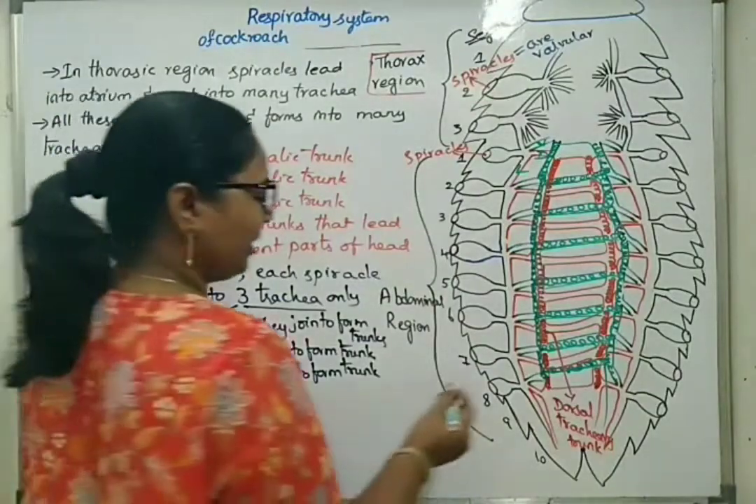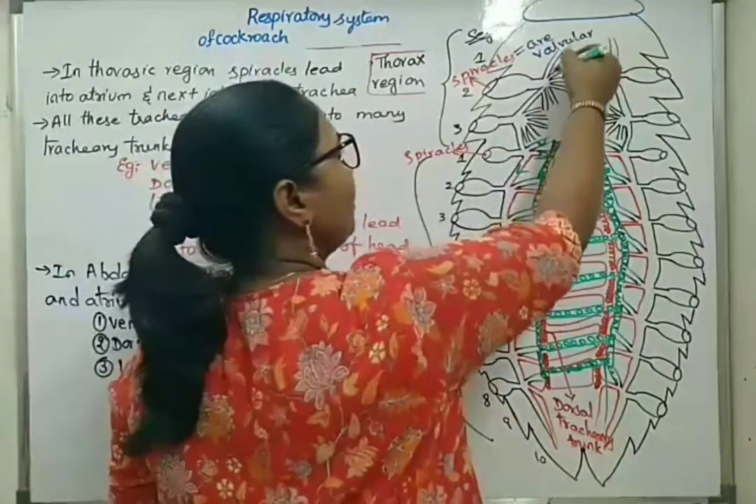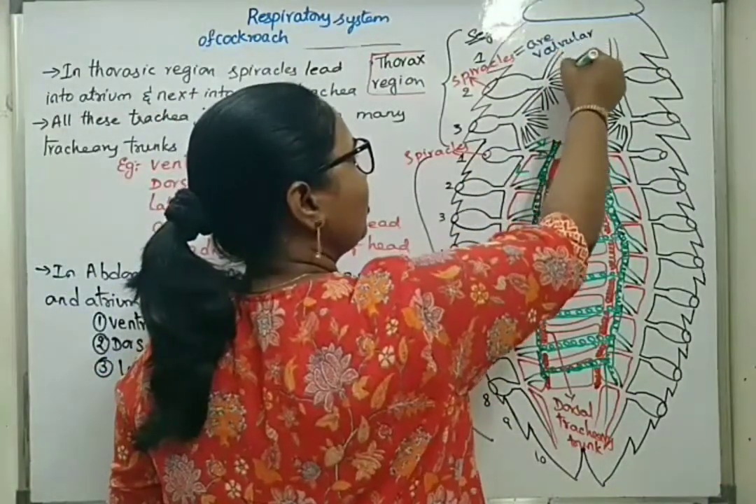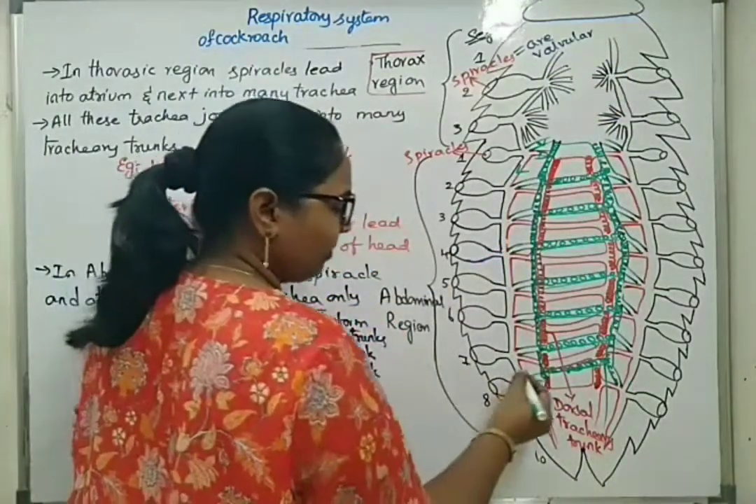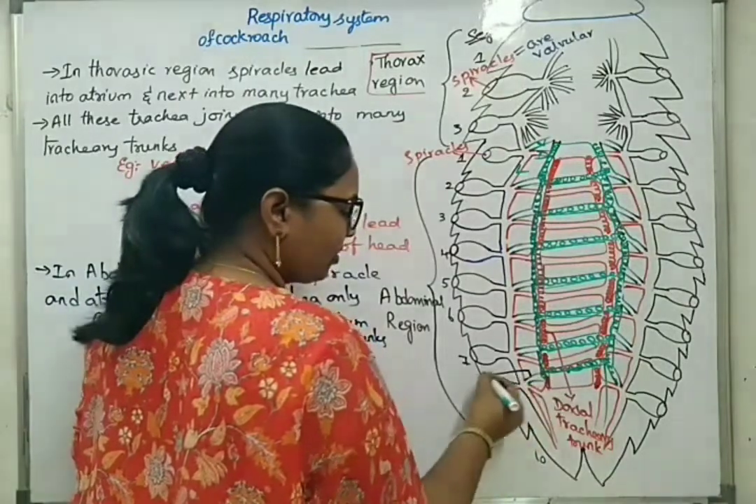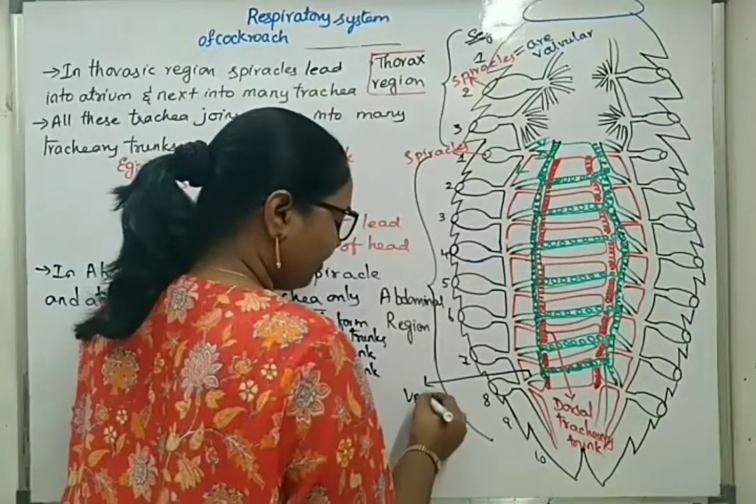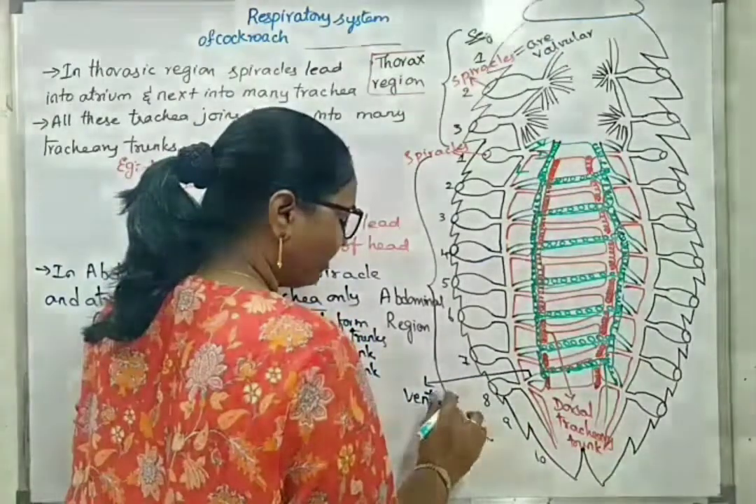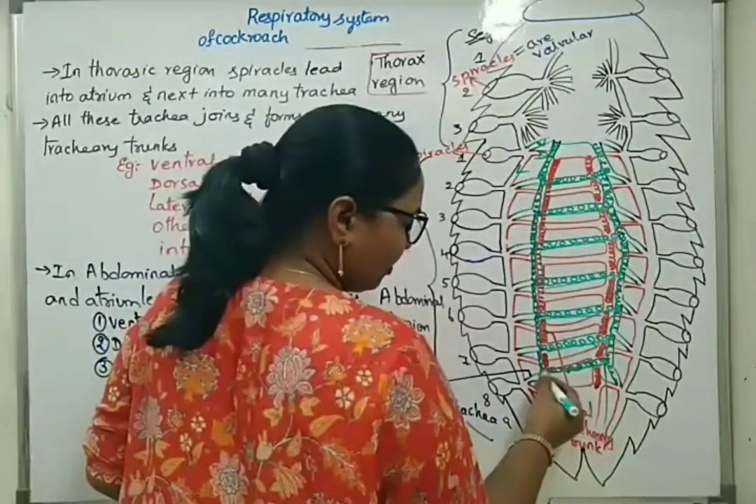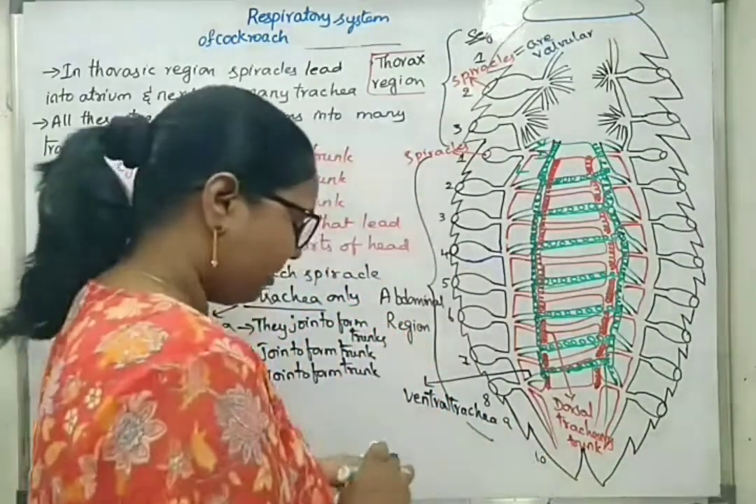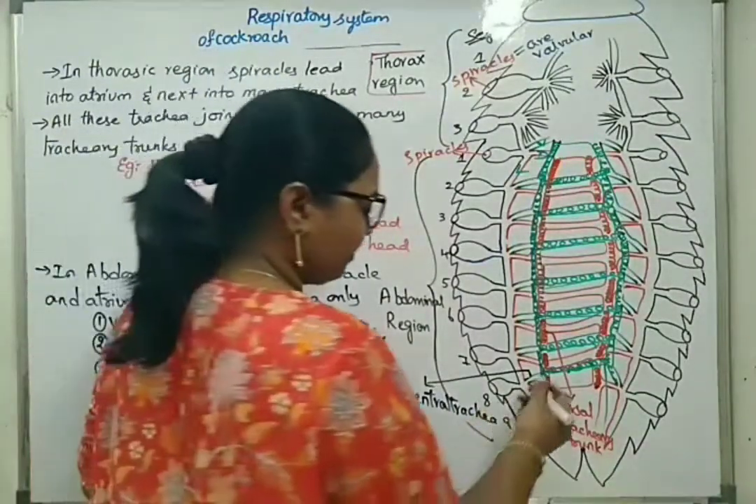Now we will give the labels. Here I have written many, so you can write 1, 2, 3, 4, 5, 6. But here I have mentioned only 3. So here we will write labels. This is ventral trachea. This red color one is dorsal trachea.